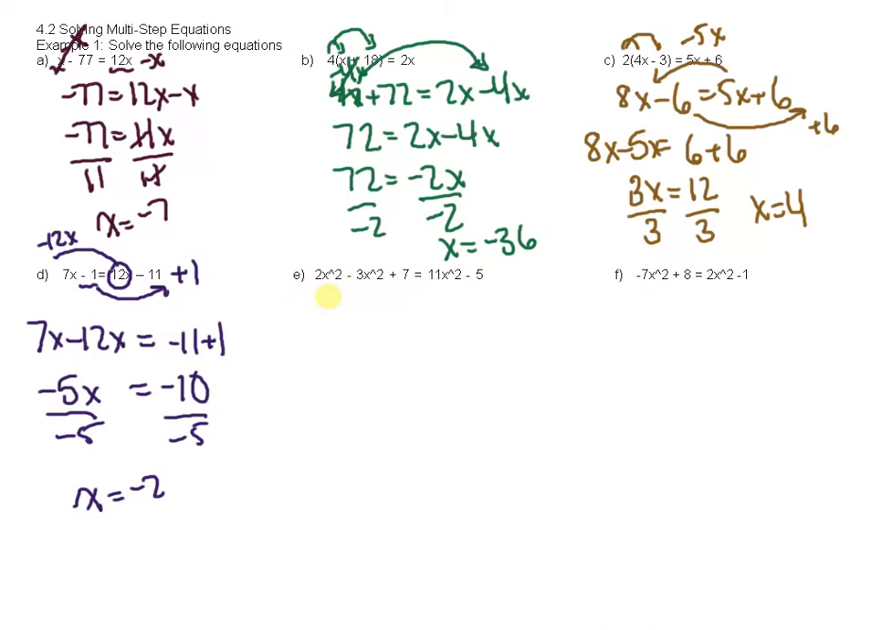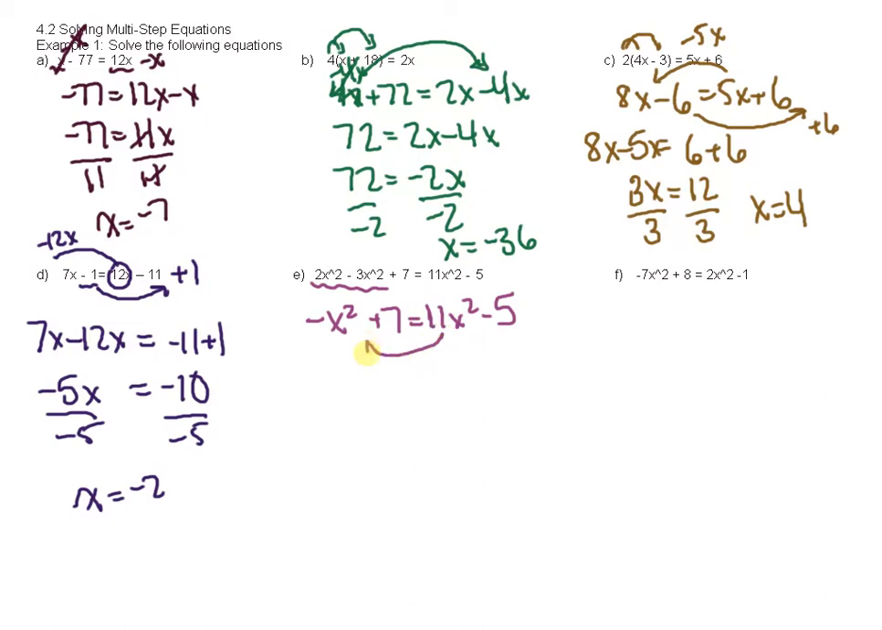We have this equation, 2x squared minus 3x squared. You should be able to see right away that we can immediately simplify this equation, even just a little bit. So 2x squared minus 3x squared simplifies to negative x squared. Okay, now plus 7 equals 11x squared minus 5.